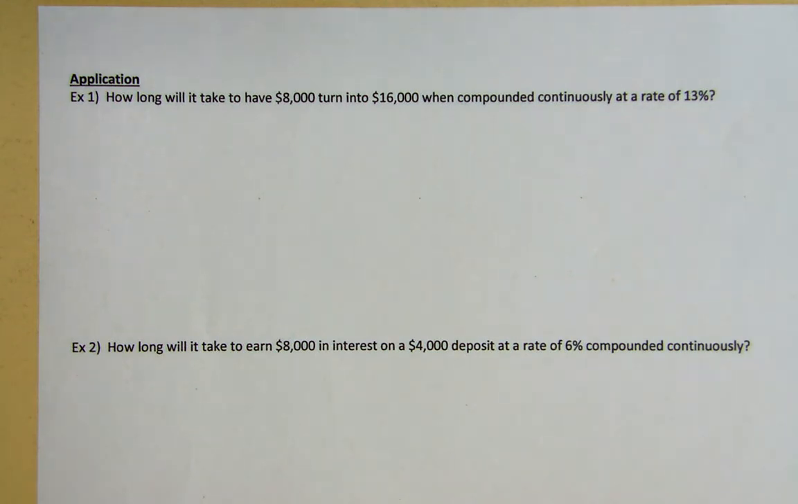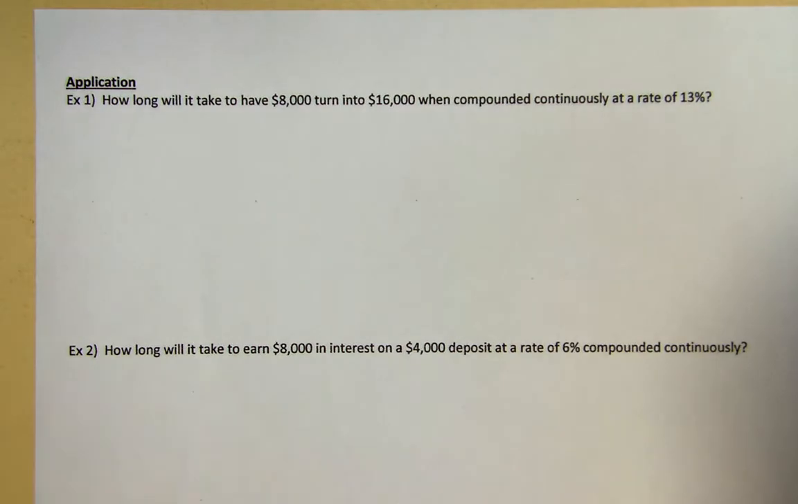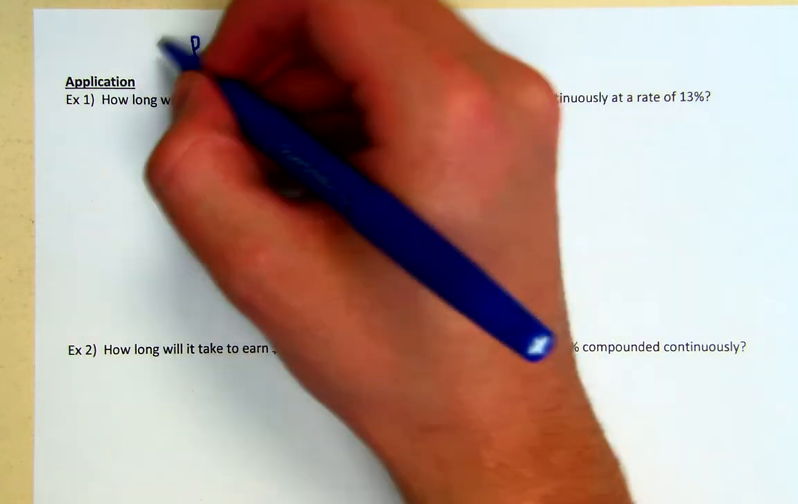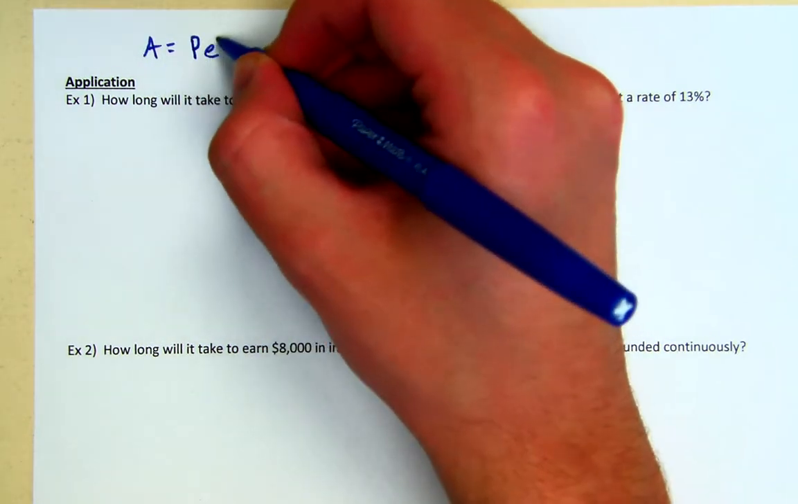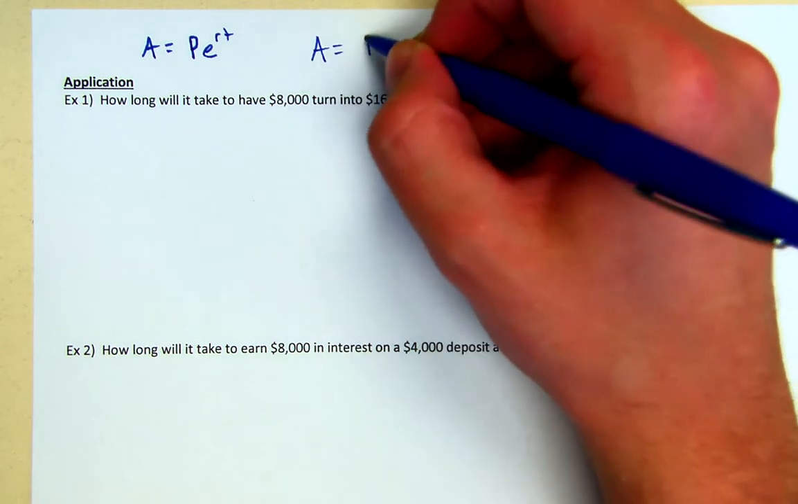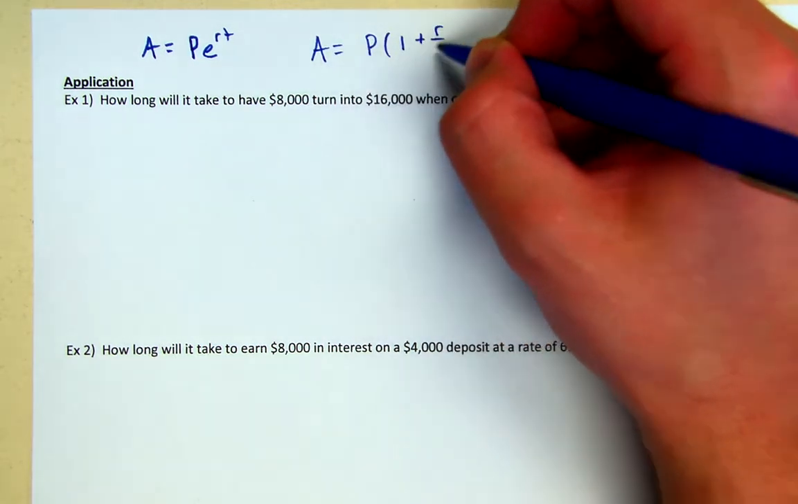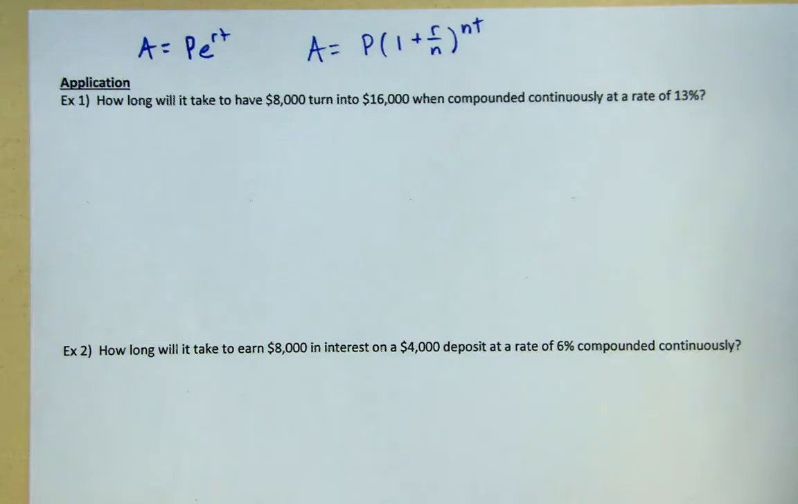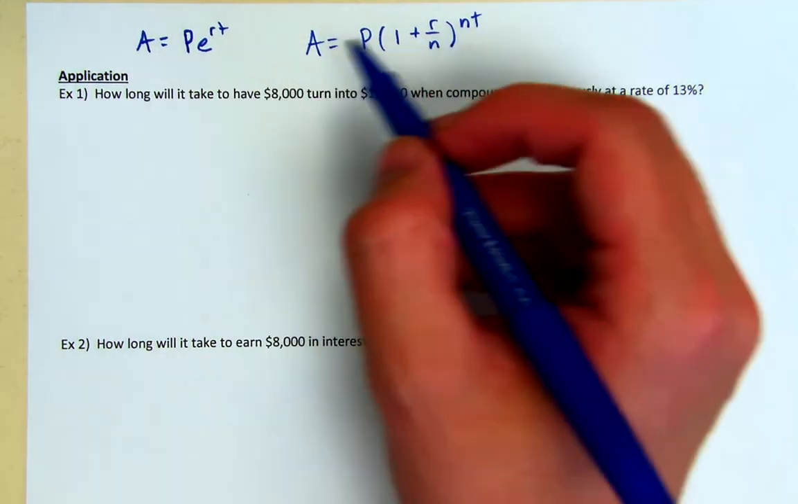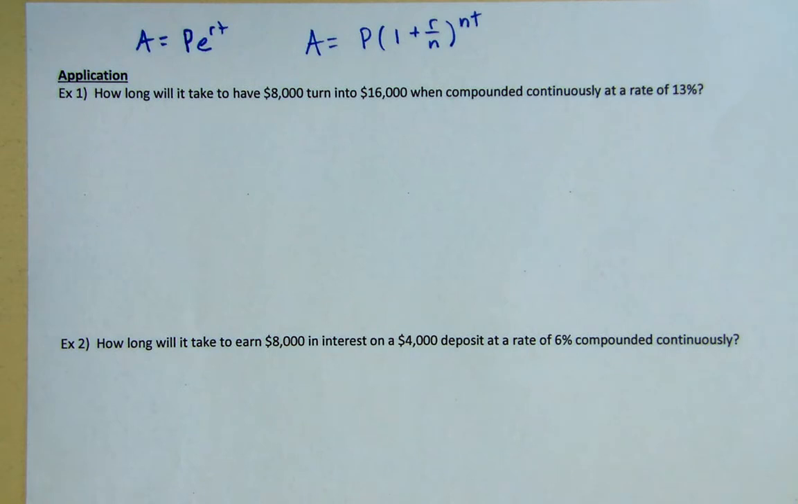Alright, to continue from the last video, we were talking about solving log equations. So we're going to continue, but now we're going to do some application problems. The first thing I want to review is the formula A equals P e to the RT, and also that A equals P times 1 plus R over N to the NT. We're not going to actually use this second formula right now, but I want to review both of those so that you have them and you remember what they are.